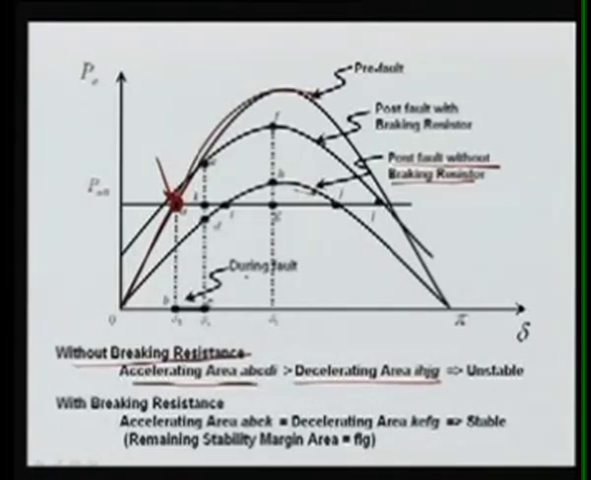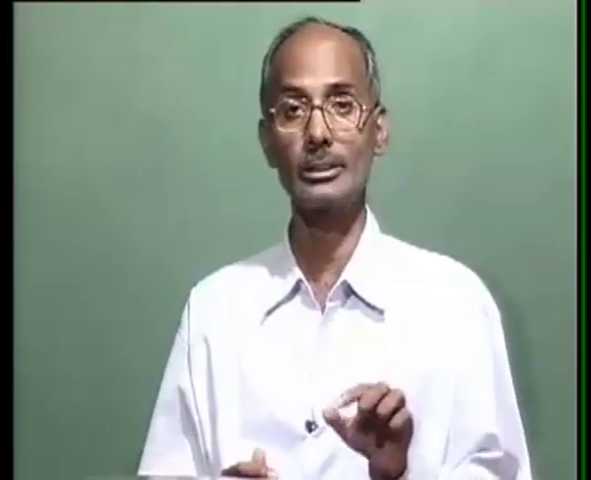So here this area, DCDI, is less than this area, and this area is more than this area, an unstable case. But if you are using the braking resistance here, what is happening? Post fault, with the braking, you have increased some more resistive power, in parallel. It is not X, it is the resistance power that is added here directly, this real power.